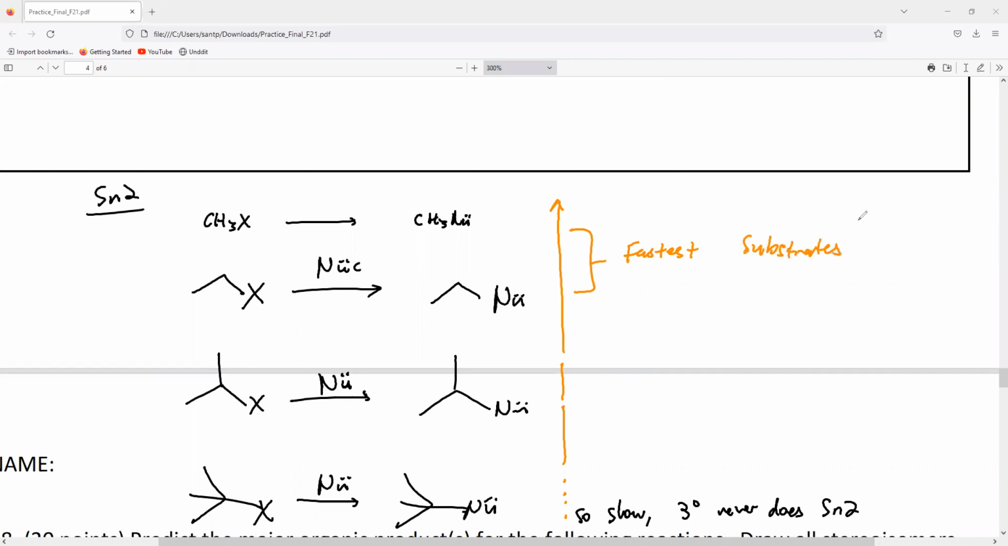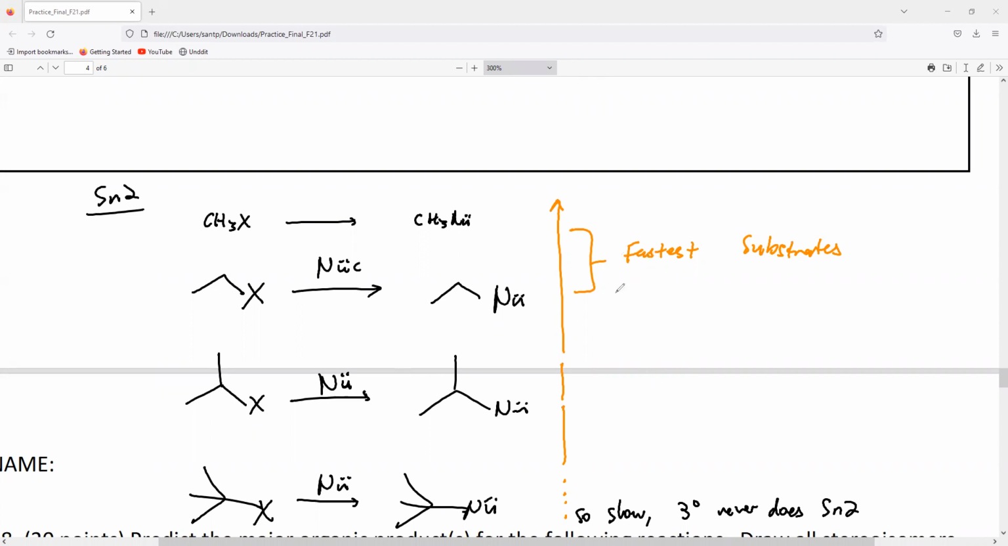Sorry, someone raised their hand. Let's see. Yeah, so is it because when the nucleophile attacks, it's easier to attack when there's less sterics or something in the way? Sorry, yeah, I just don't know why. Yeah, okay, exactly. That was just the point I was going to get to.